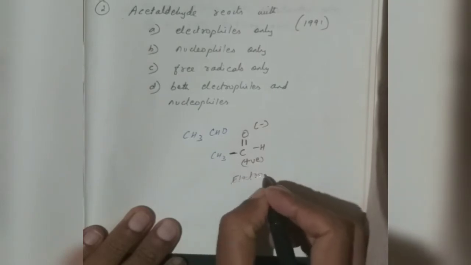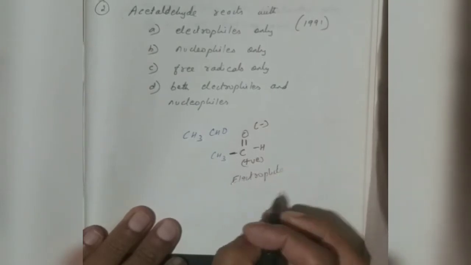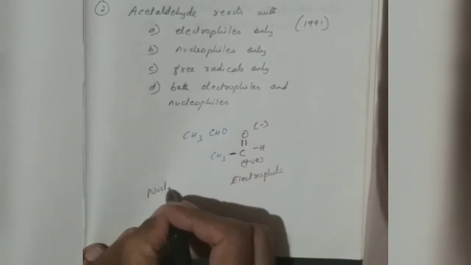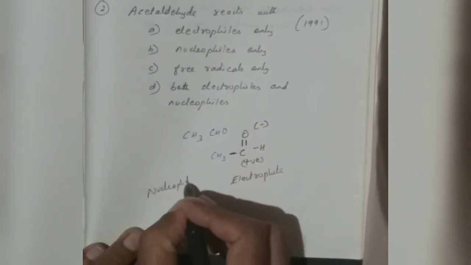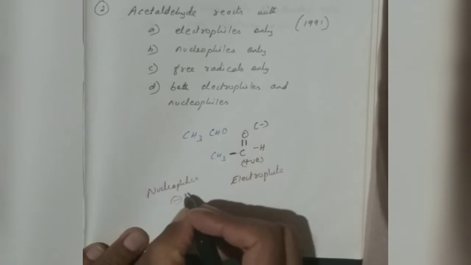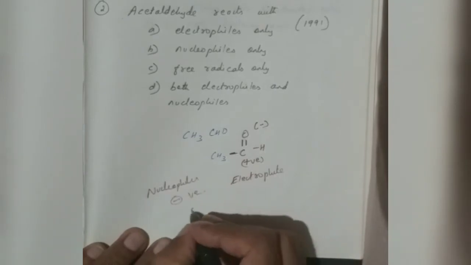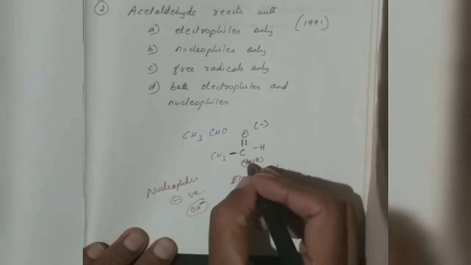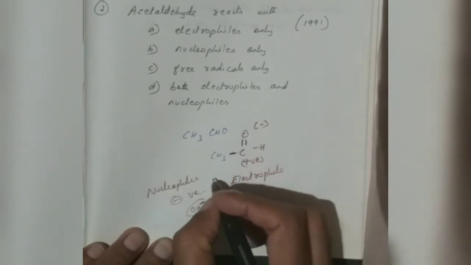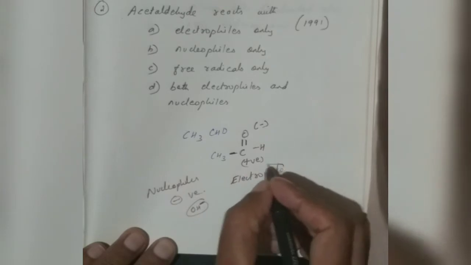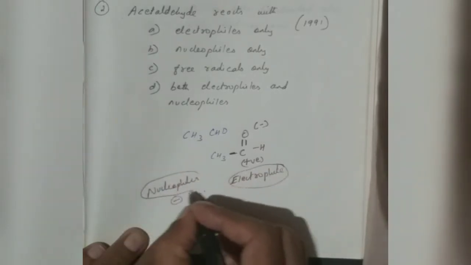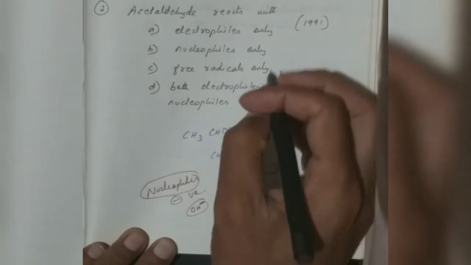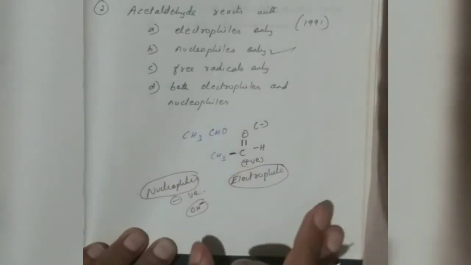Because carbon has the positive sign, it is like an electrophile, because we know that electrophiles have the positive charge. On the other hand, nucleophiles will have the negative charge, like OH minus. This OH minus will react with the positive carbon. So because it's an electrophile, the nucleophile can come and attack the positive center. So you can give the option nucleophiles only.